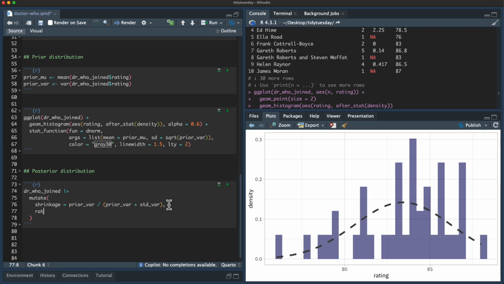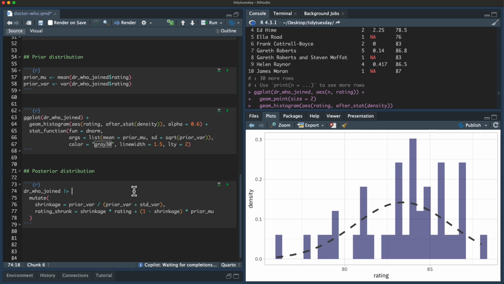We can take the rating. Let's say we're going to take the rating, and we are going to take... I don't think that's quite right. I think we multiply. I think it's got it switched. That's switched. So this needs to be rating, and this one needs to be prior mu.